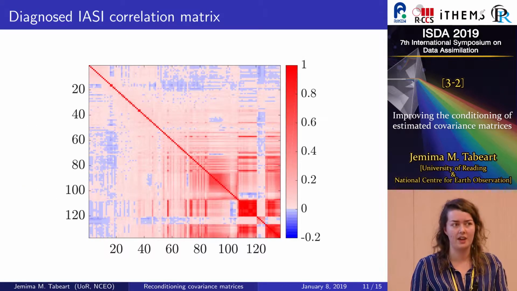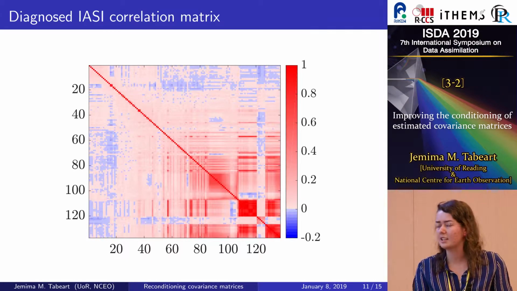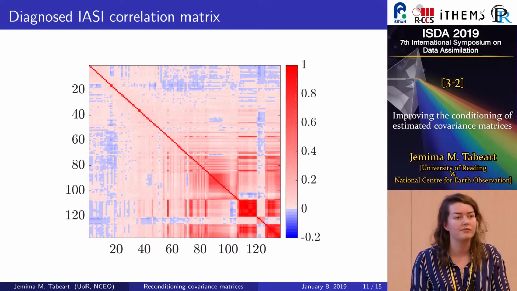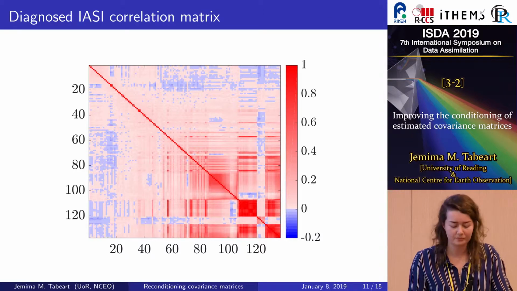OK, so this is what the estimated correlation matrix looks like. And we can see this might be a good candidate for reconditioning because we have some strong structure going on here, but we also have what looks like possibly lots of noise that maybe we want to eliminate.